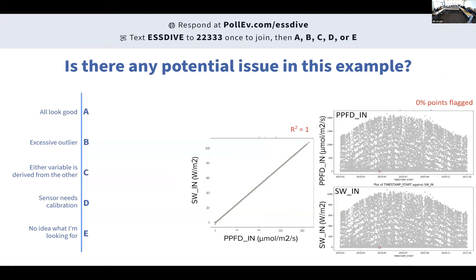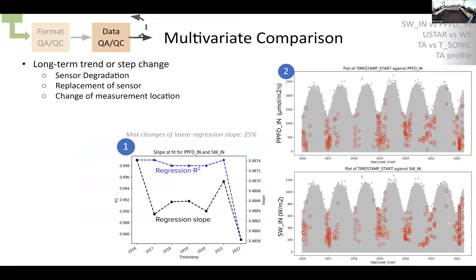And this is another example. In this case, this is very obvious, right? So they have a perfect relationship between these two. So one of them is being modeled. For the interest of time, we can move forward, skip this case.